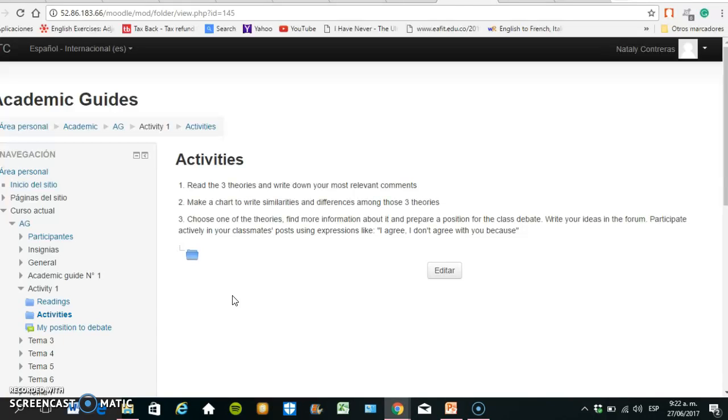The first is read the 3 theories and write down your most relevant comments. Second, they are going to make a chart to write similarities and differences among those 3 theories. And third, choose one of the theories, find more information about it, and prepare a position for the class debate. Write your ideas in the forum, participate actively in your classmates' posts, using expressions like, I agree, I don't agree with you because.